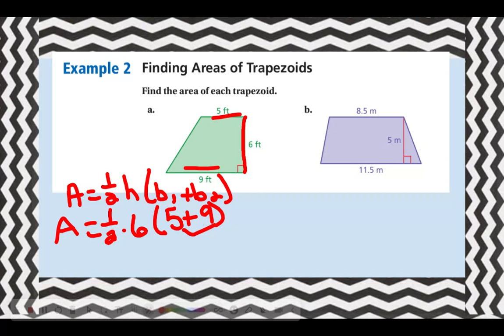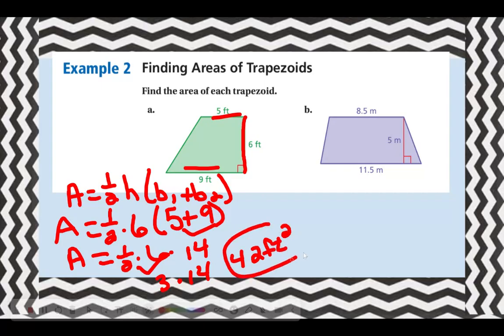9 plus 5 is 14. 1/2 times 6 times 14. Half of 6 is 3. I'm running in a room here. 3 times 14 is 42 square feet, or 42 feet squared.